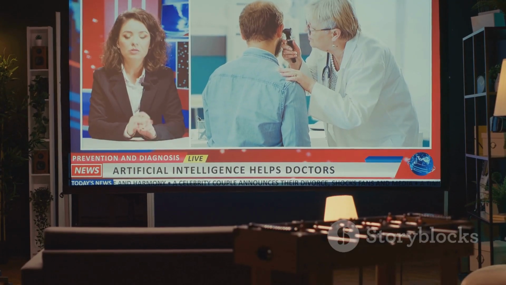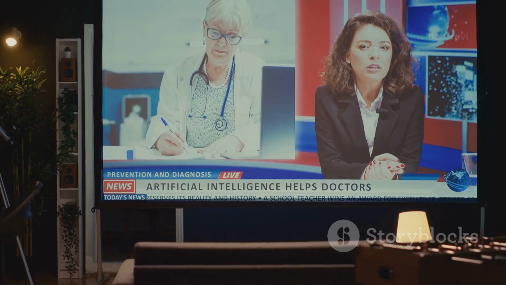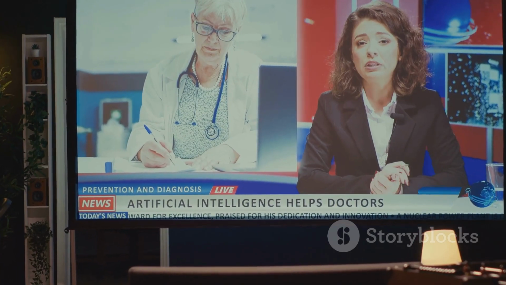And it's not just spam. Think about medical diagnoses. Doctors are using machine learning algorithms trained on huge data sets of patient information, symptoms, test results, you name it. The algorithm can then analyze a new patient's data and help predict potential diagnoses.